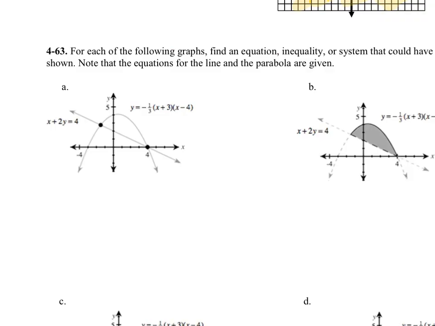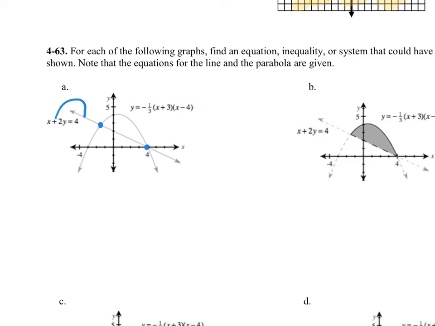Okay, for these last several questions, it's asking us to write an equation or inequality based on the curves given. So if you look at part A, there are no shaded regions. So all we have is actually a system of equations. So where they're meeting are at these 2 points right here. So what equation would make that true?